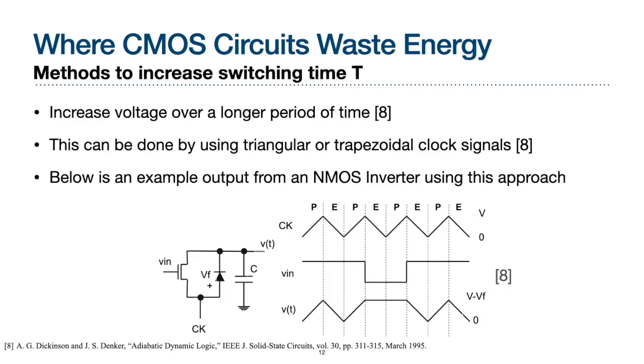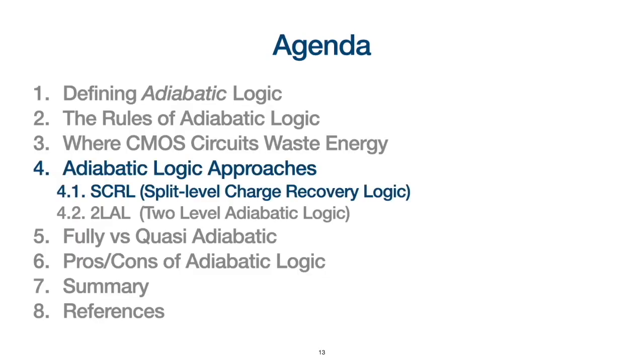As far as increasing the switching time T is concerned, we want to increase voltage over a longer period of time. And this can be accomplished using triangular or trapezoidal clock signals instead of the traditional square wave clock signal. Below is an example output from an NMOS inverter using this approach. Now that we have a basic understanding of the foundation of adiabatic logic, we can start talking about the various adiabatic logic approaches. The first one is SCRL.